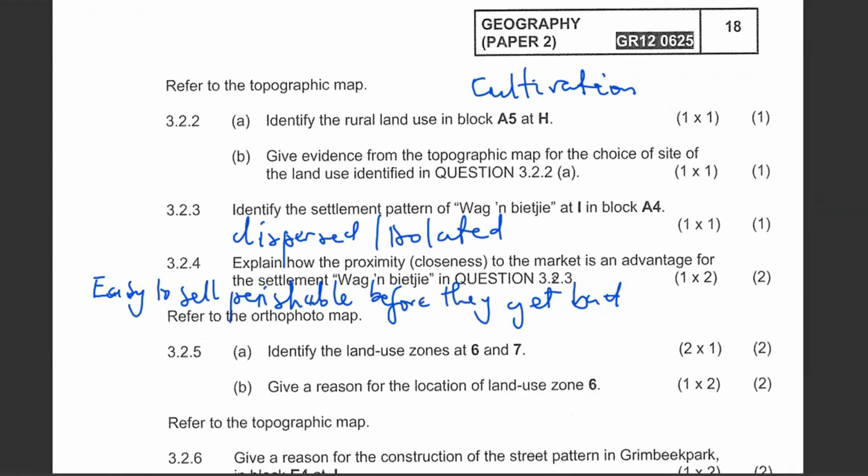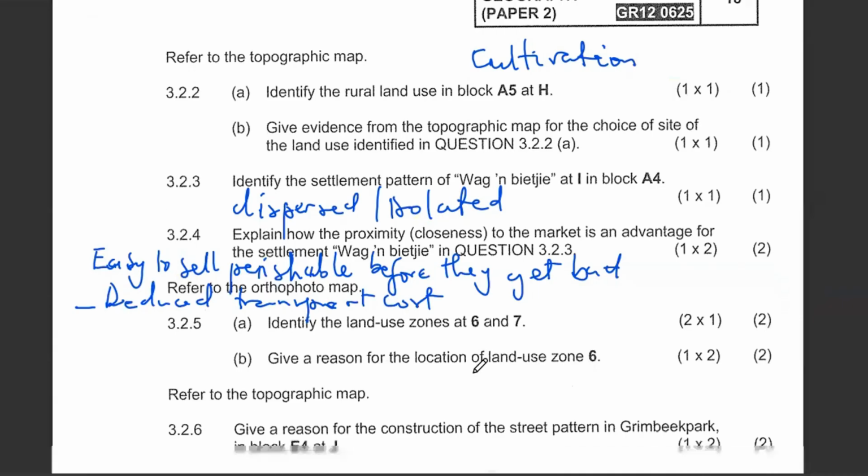And also, we can say it's an advantage because of reduced transport costs. The closer you are to the market, the cheaper it becomes to transport products to the market. So it's an advantage on their side that they save on transport costs. Right, let's go to the next question, number 2325.